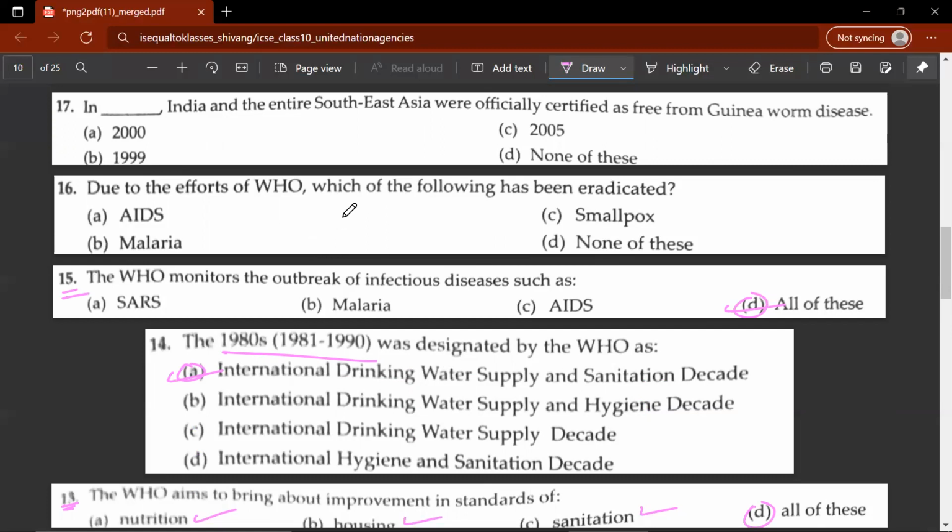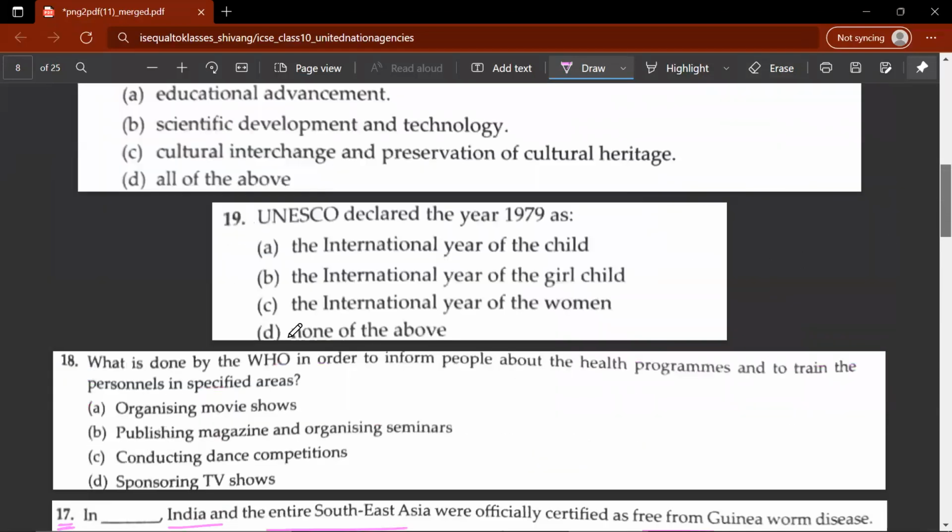16th question. Due to the efforts of WHO, which of the following has been eradicated? C, smallpox. Let's move on to the 17th question. In dash, India and entire Southeast Asia were certified as free from guinea worm disease. So that would be in 2008. Let's move on to the 18th question. What is done by WHO in order to inform people about health programs and to train personnel in specified areas? So that would be B, publishing magazine and organizing seminars.